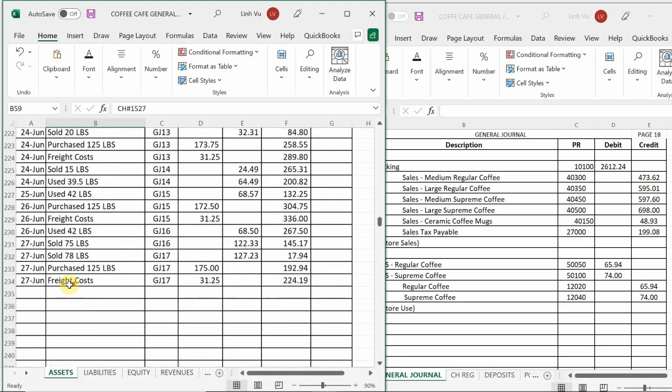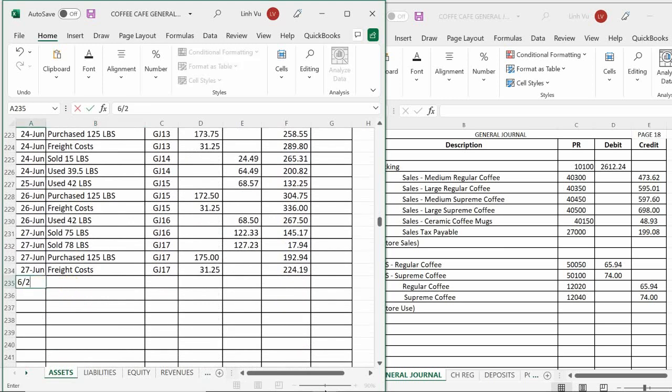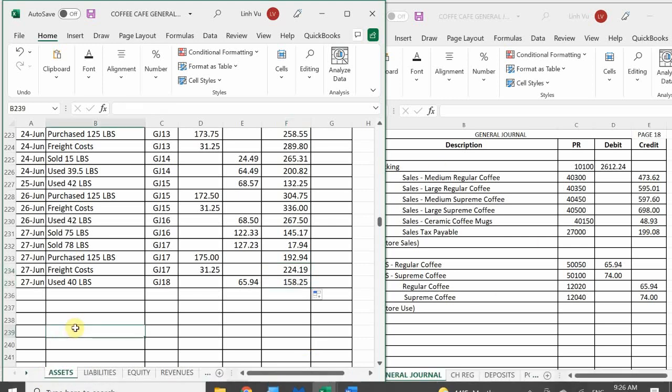And here you go, regular coffee. We used 40 pounds. General Journal 18 for the $65.94. So what's my ending inventory here? 158.25, which we know for sure matches our inventory worksheet.